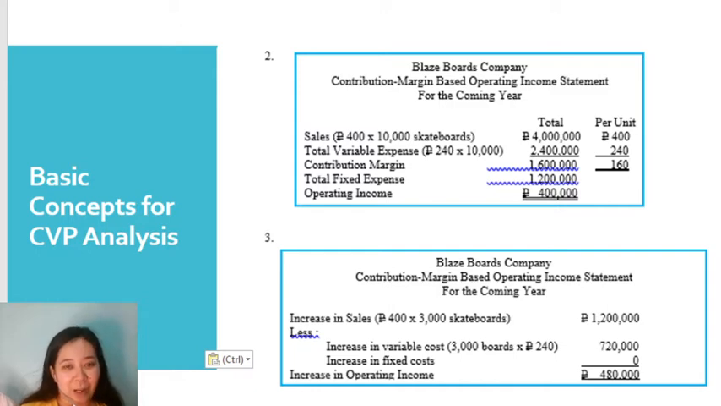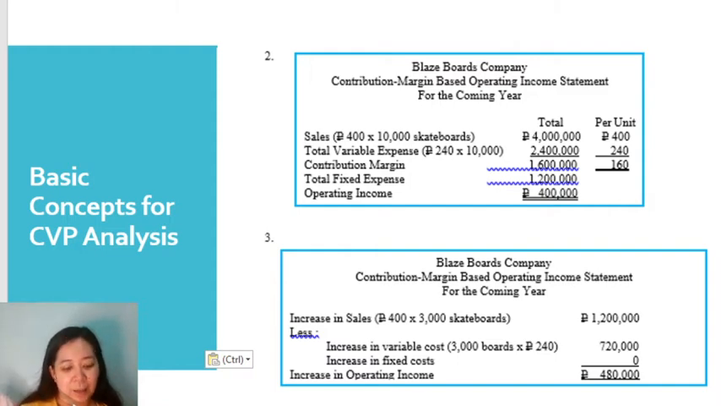Next, under the contribution margin based operating income statement, we will deduct from the sales revenue the total variable expense. The total variable expense will be based on the number of units sold as well. In our previous requirement, we already determined the per unit total variable expense. That's 240. So again, all you have to do is multiply it with the number of units sold.